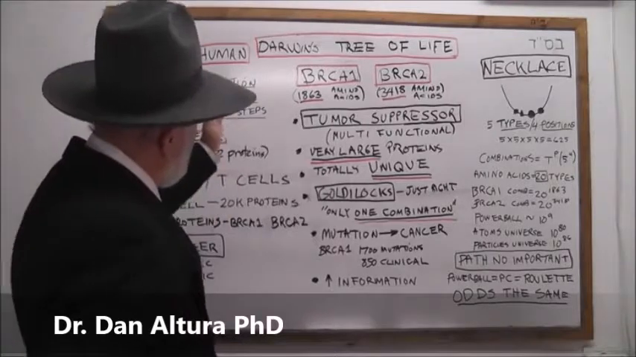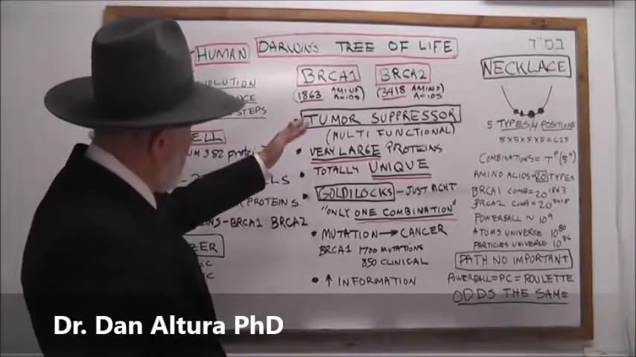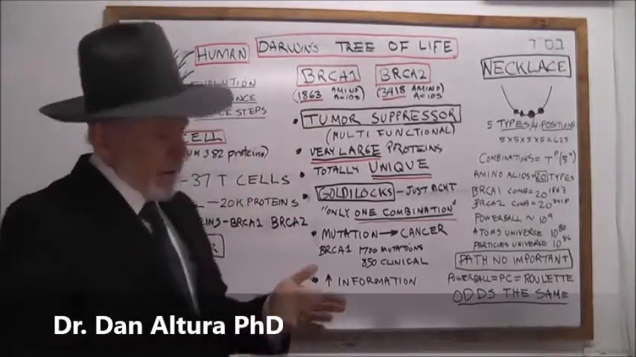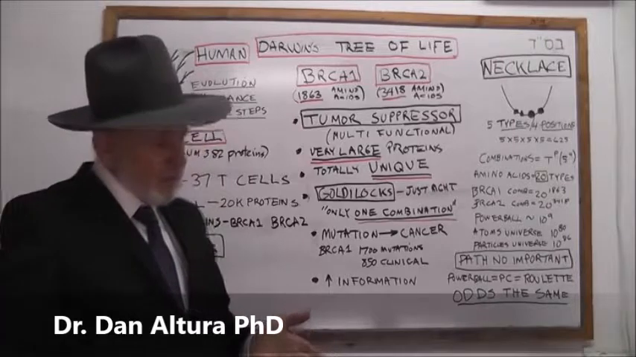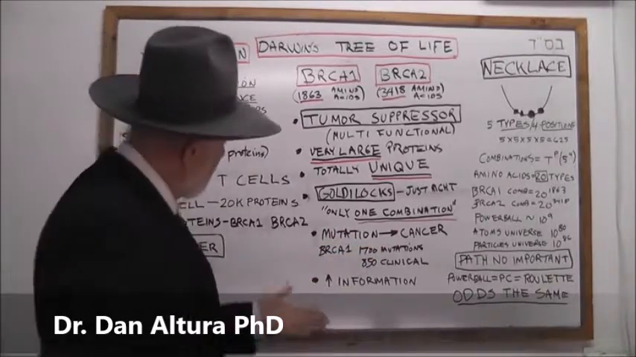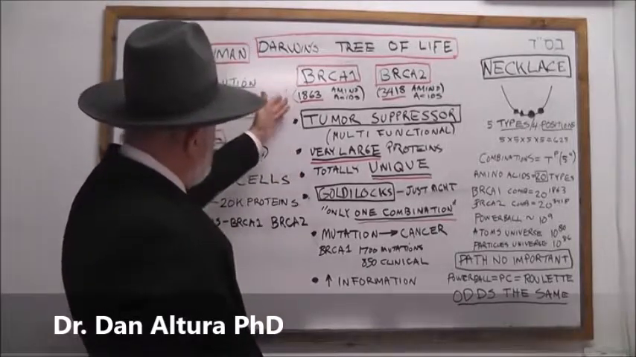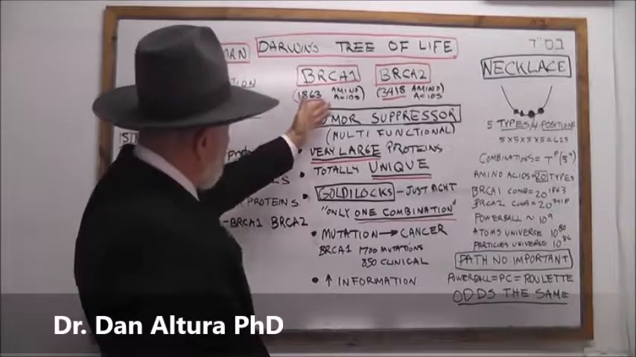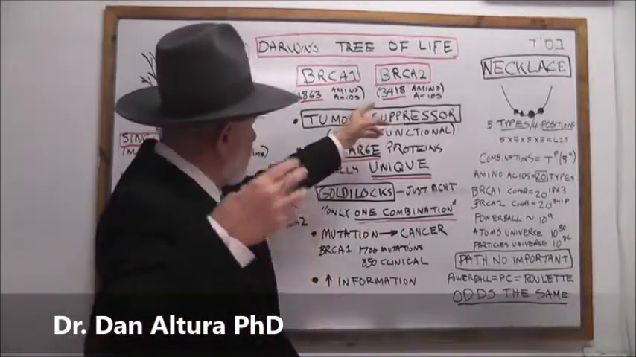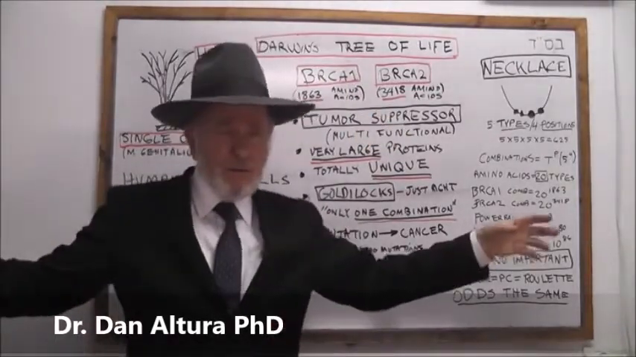So now, let's look at these two proteins a little closer, BRCA1 and BRCA2. First of all, as we mentioned, the average protein in the human body has about 300 to 400 amino acids. These are very large. BRCA1 has 863 amino acids in a chain, and BRCA2 is even larger, 3,418 amino acids. That's a very large protein.